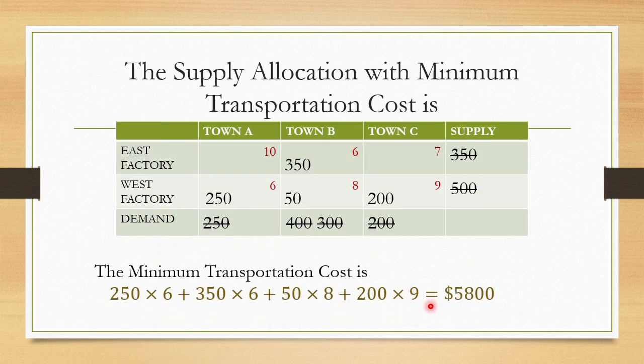So we have a minimum transportation cost of $5,800, and this one is achieved by allocating our supplies in this way. So this ends the discussion on example 1. For our next example, please go to the next video.